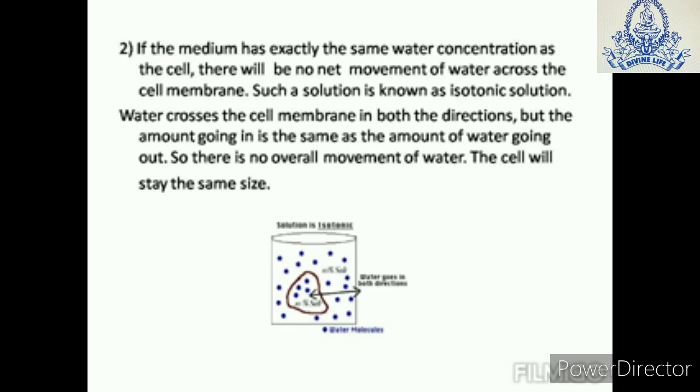Second case. Now, the medium and the cell have the same amount of water. So, the water which is entering the cell and which is leaving the cell will remain the same. So, the net movement of the water molecules will be zero. The cell won't shrink, it won't swell up, hence it will remain the same size. Now, such a solution is known as what? Isotonic solution.